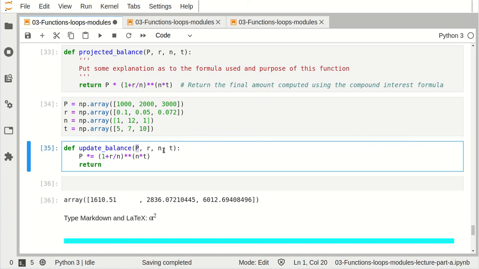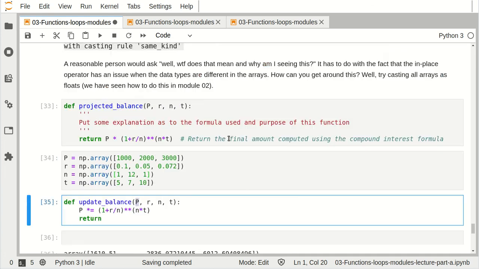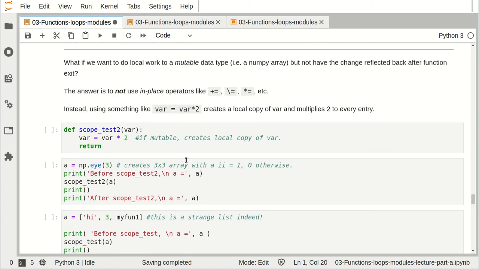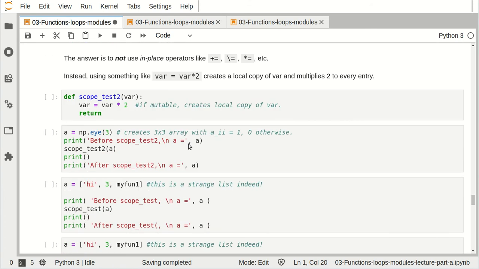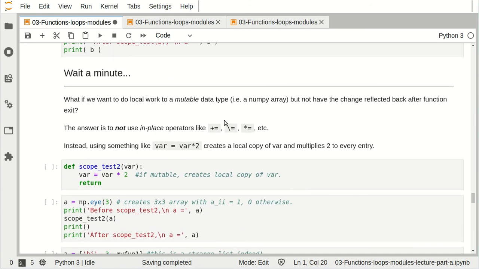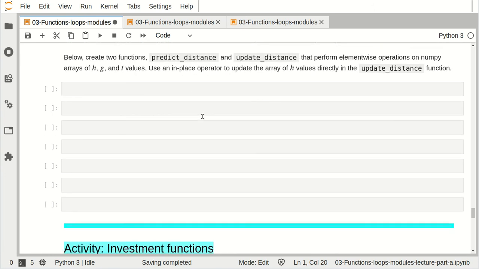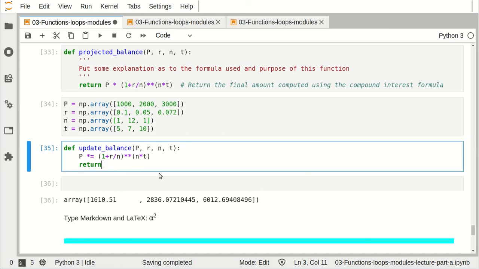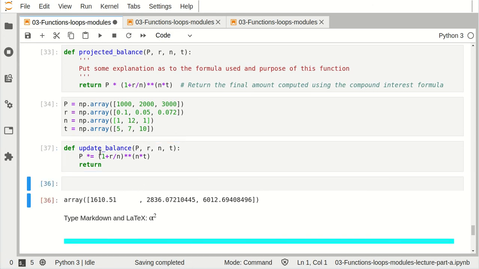You should definitely watch that, maybe twice, three times, going through the material above these activities to really try to understand scope and mutable versus not mutable data types and how this is working. You want to get some familiarity with this because otherwise things will seem a little mysterious. But here's that function. Again, you should have some doc string and code comments to explain what's going on.